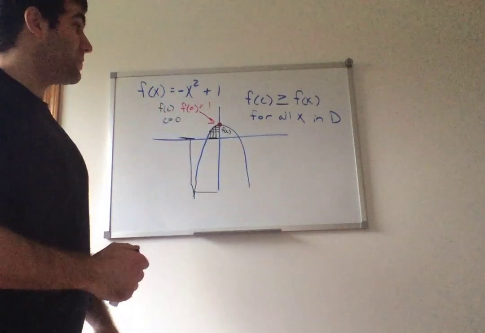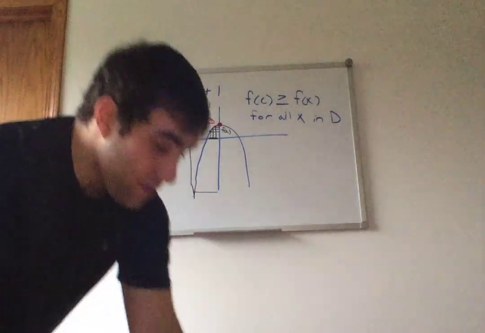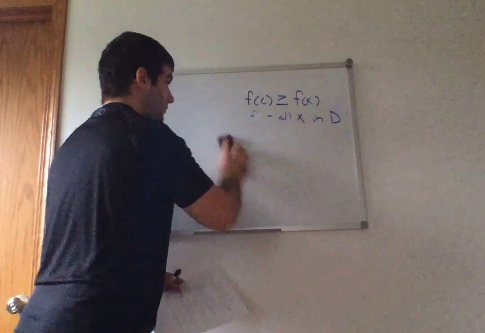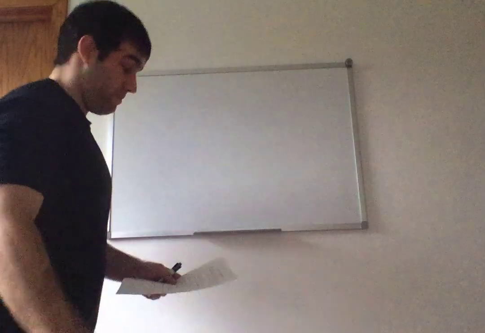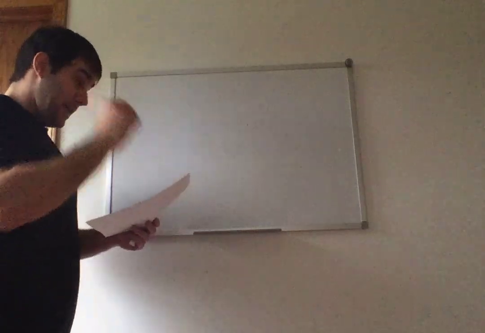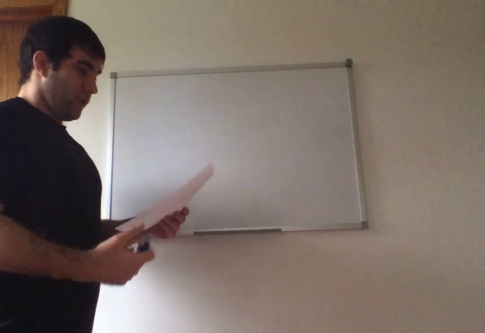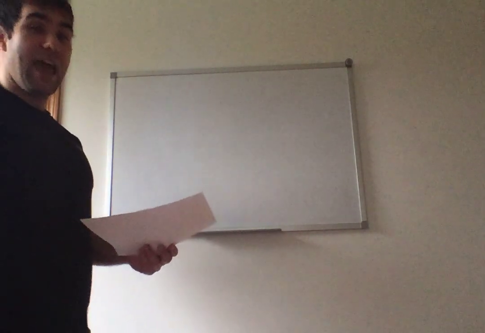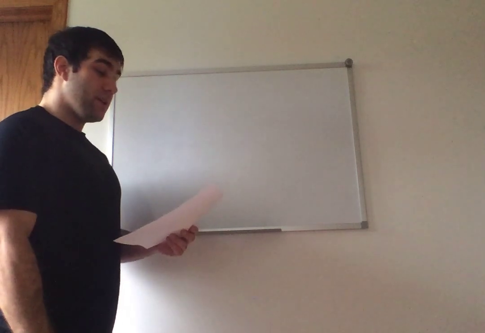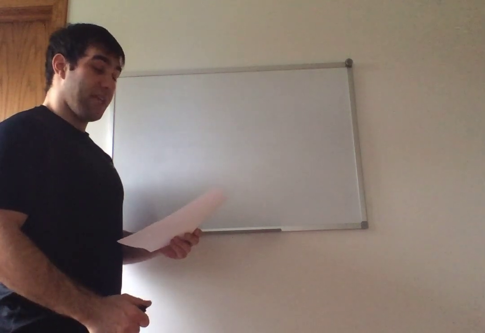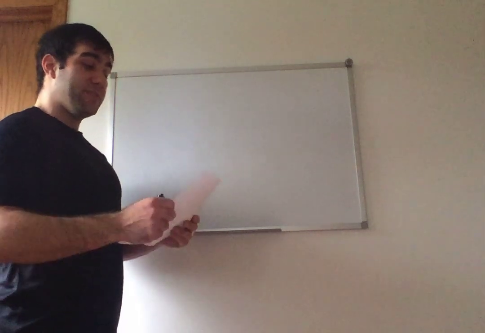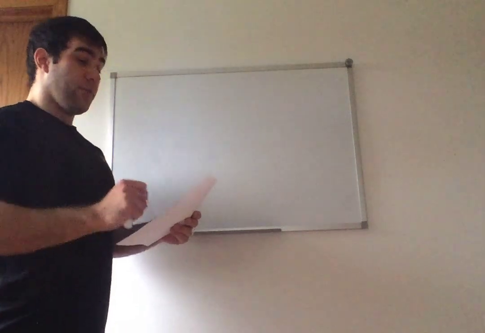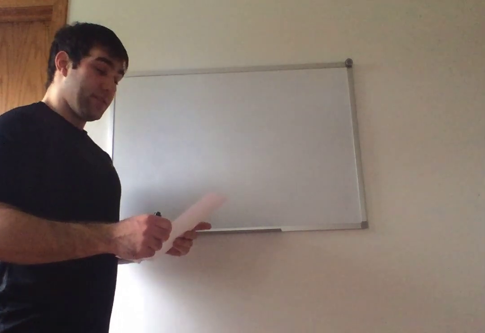It's the global maximum. Now, we have a very analogous definition for an absolute minimum. Let me read the whole thing again. Let c be a number in the domain D of a function f, then f of c is an absolute minimum or global minimum value of f on the domain D if f of c is less than or equal to f of x, for all x in the domain D.